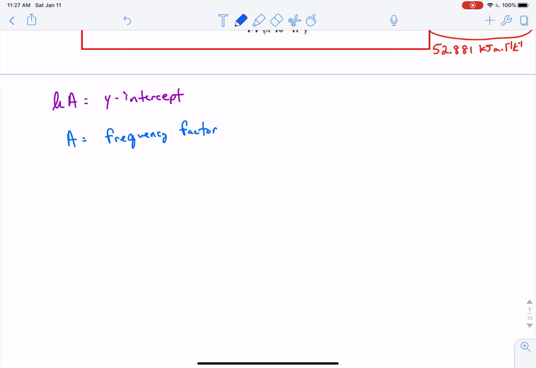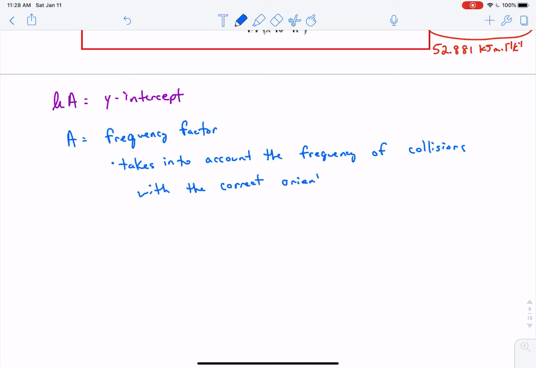So A is known as the frequency factor. What it does is it takes into account the frequency of collisions with the correct orientation. And it is unique to every single reaction. So the A value is unique to every single reaction.